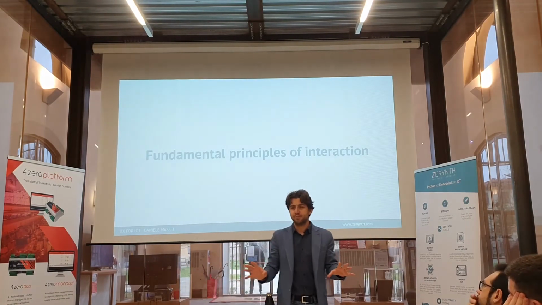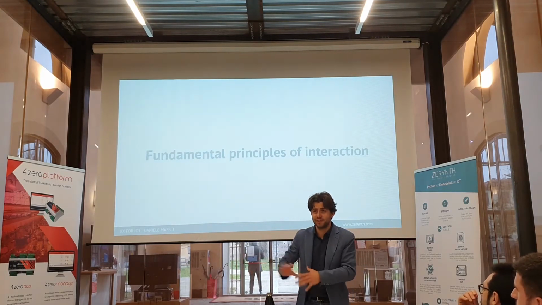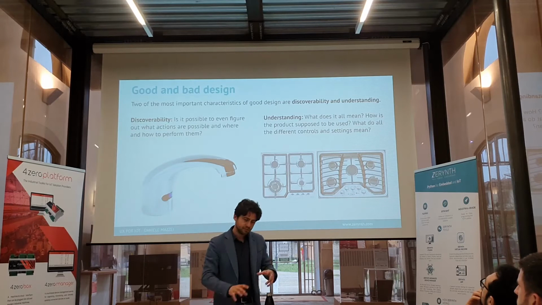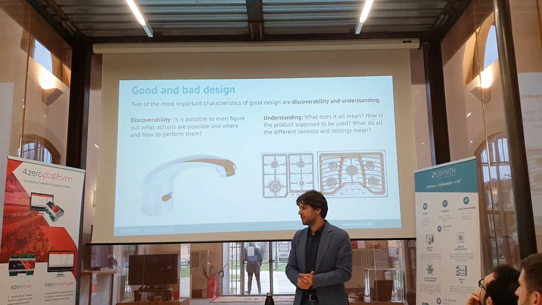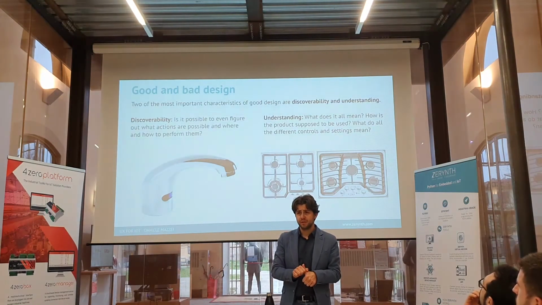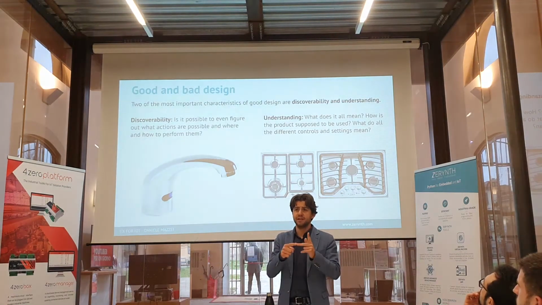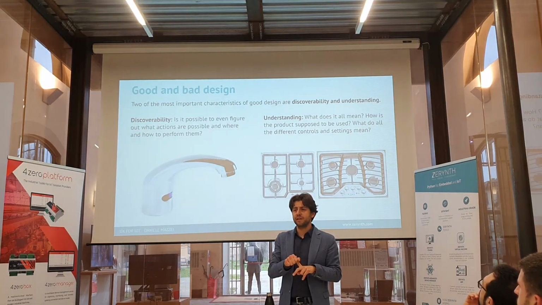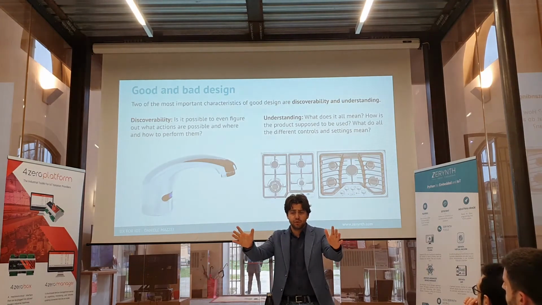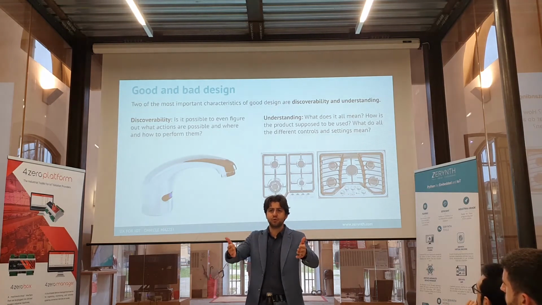There are some fundamental principles we can try to follow for going toward a good design, or at least avoiding bad design. All these principles have been identified by Norman in the book The Design of Everyday Things. First of all, a good design is based on two main principles: discoverability and understanding. Discoverability is the property of a software or any kind of interface to tell the user what is possible to do and how.